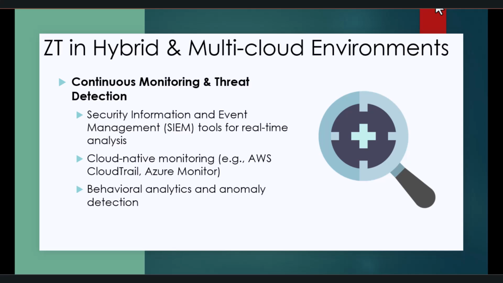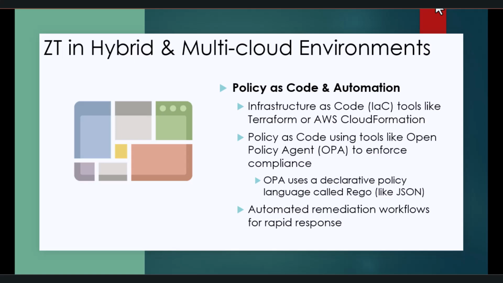Another big thing about Zero Trust is continuous monitoring and threat detection. So this is using SIEM systems and possibly with a SOAR automation orchestration tool, let's say something like Splunk powered by Cisco or Azure Sentinel. Also cloud native monitoring, for example AWS CloudTrail to evaluate all your findings of every API call in the cloud, or Azure Monitor. And using behavioral analytics and anomaly detection, today AI and ML driven. ZT is policy-based, so using policy as code and automation.